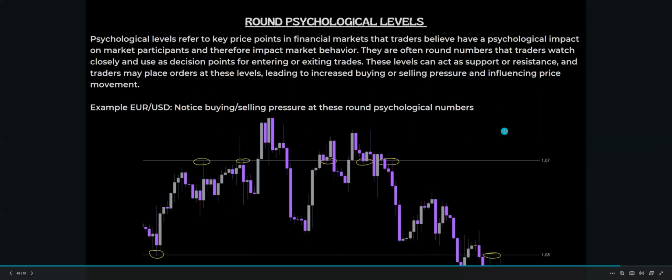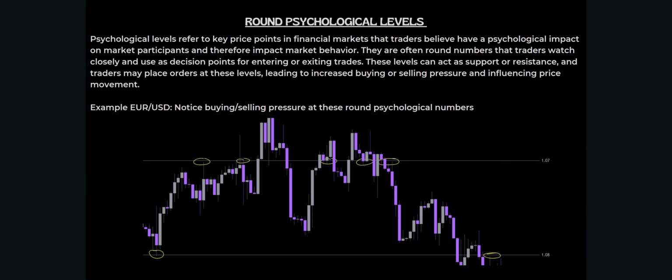All right, so we're going to fine tune this even further, right? We're going to fine tune our area of support and resistance even further, right? Even our supply demand. So around psychological levels. So psychological levels refer to key price points in the financial market that traders believe have a psychological impact on market participants, which are the traders, right? And therefore they impact the market behavior. So these psychological levels are often round numbers in the market that traders watch closely and use as decision points for entering or exiting trades.